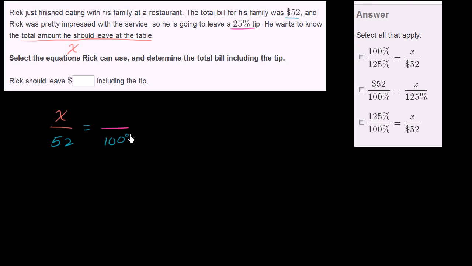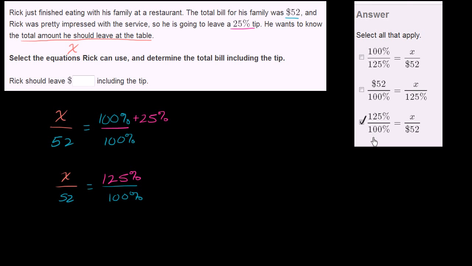That is 100% of the bill. But he doesn't want to just pay 100%. He wants to pay 100% plus a 25% tip. So we could rewrite everything that I just did as X over 52 is equal to 100% plus 25%, which I could write as 125% over 100%. Now, if we look at the choices here, this looks exactly like this. If we just swap the left and right-hand side, we get 125% over 100% is equal to X over 52. So we can select this one.